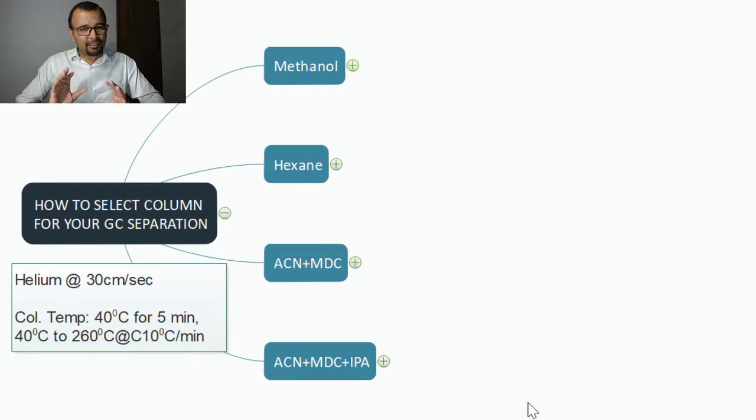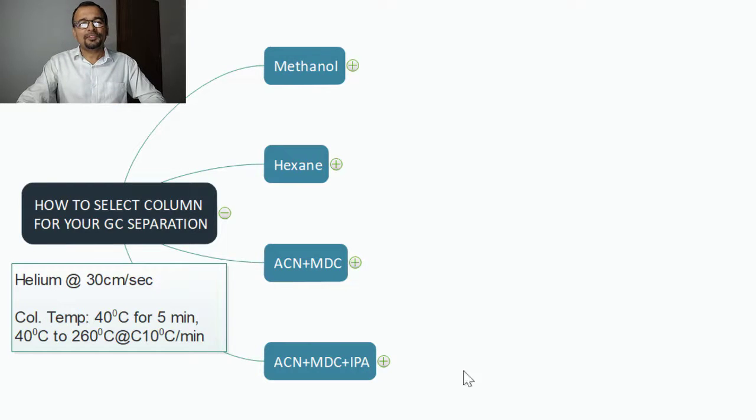So I have taken four different examples to explain what the different factors are that you must consider for selection of a suitable GC capillary column. The first example is methanol, then hexane, then ACN, that is acetonitrile plus methylene dichloride, and the last one is acetonitrile, methylene dichloride, and isopropyl alcohol. With the help of these four examples, I will explain how one can suitably select a capillary column for your GC separation.